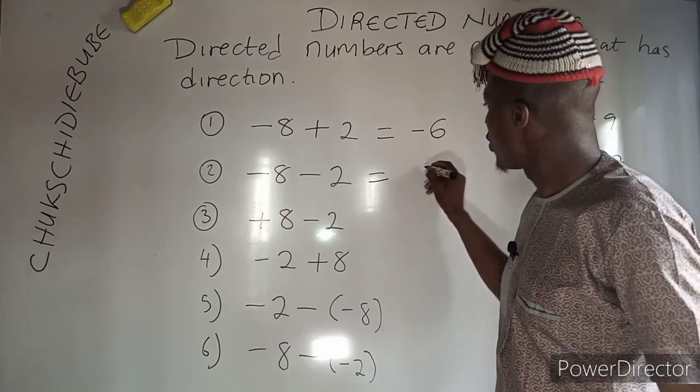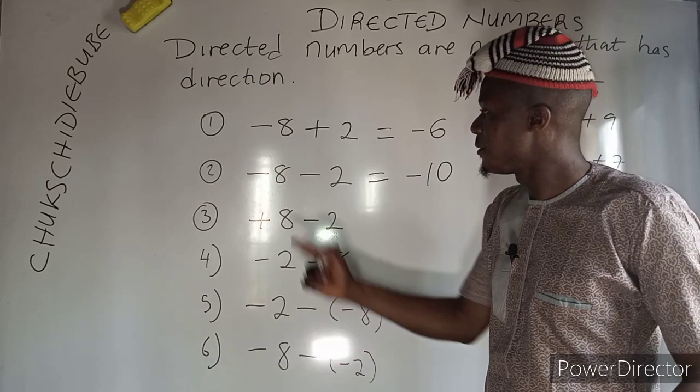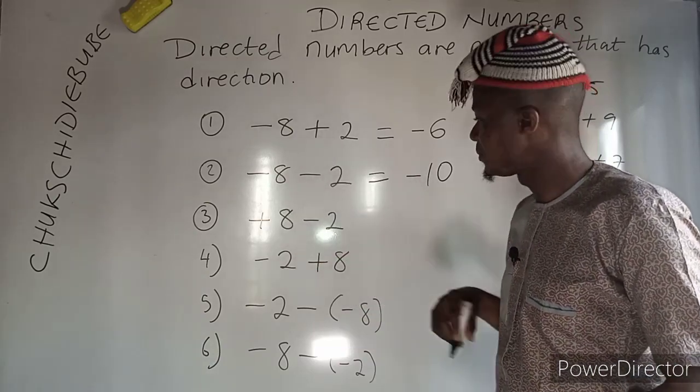So here, altogether, you are owing 10. Because you are still owing, it will still be minus. Therefore, minus 8 minus 2 is minus 10 because totally you are owing 10.